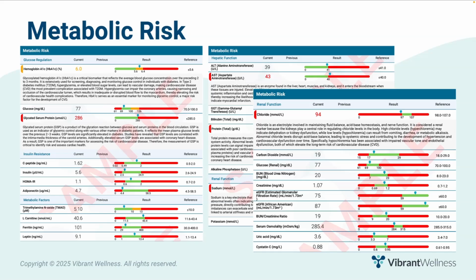Now let's dive into each of the 6 categories, starting with metabolic risk. Testing for metabolic risk involves assessing for markers of glucose metabolism like hemoglobin A1C and glycated serum protein, also markers of insulin resistance like HOMA-IR and adiponectin, metabolic factors like leptin and TMAO, liver function markers like ALT, AST, and GGT, and renal function markers like BUN, creatinine, and uric acid.